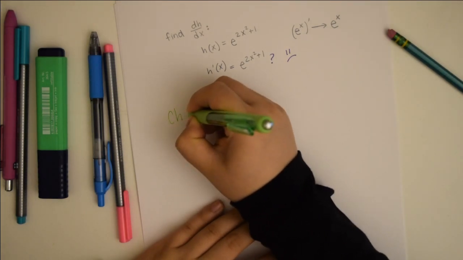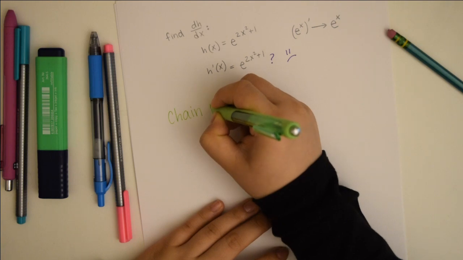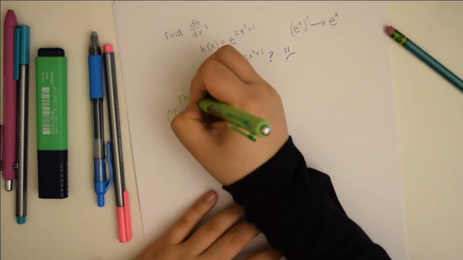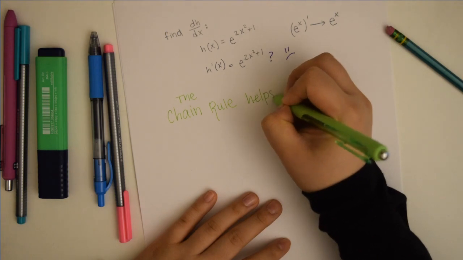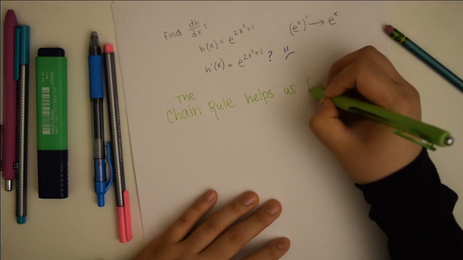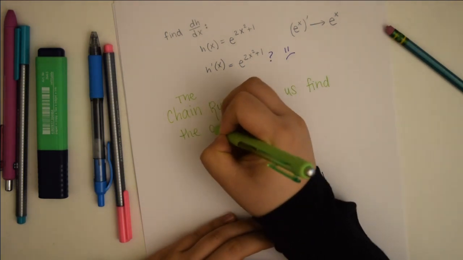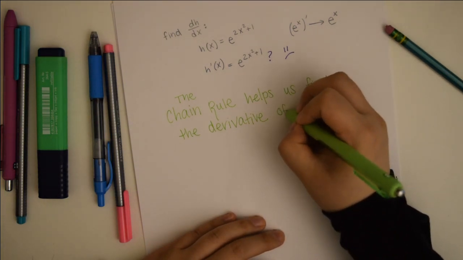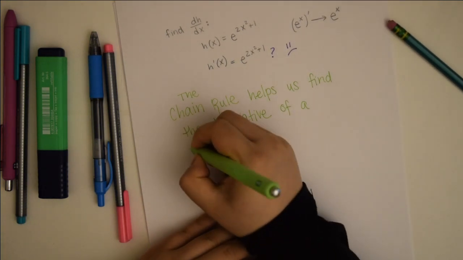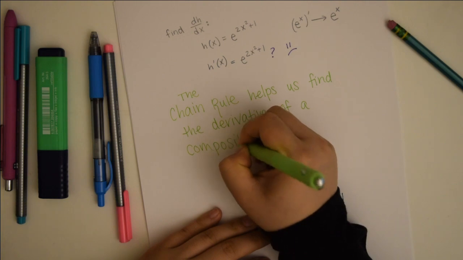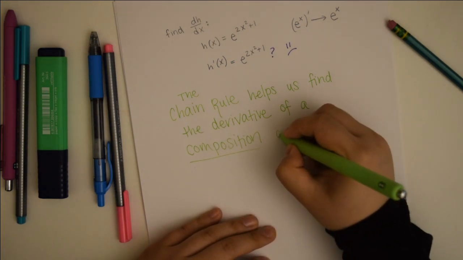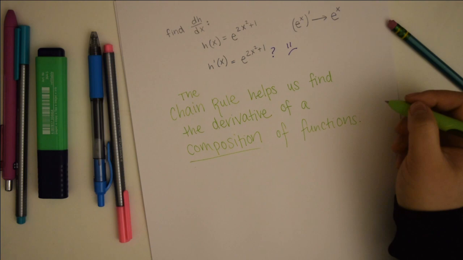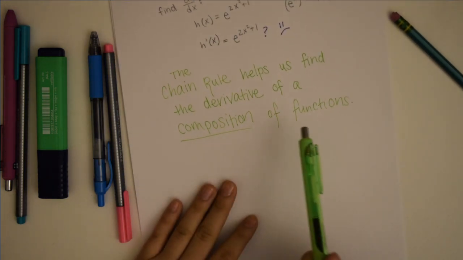The chain rule. Okay. The chain rule helps us find the derivative of a composition of functions. What on earth does this mean?